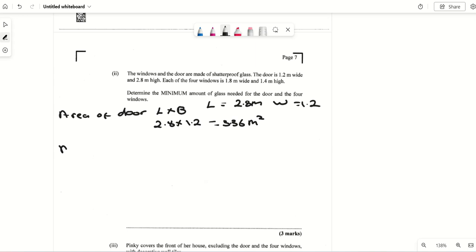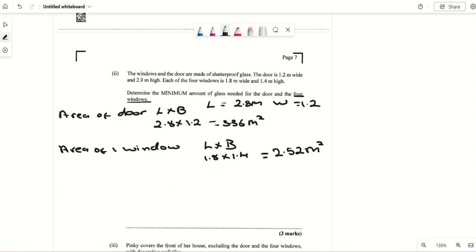Then we have area of one window. Now your window, if we look at the sides, one side is longer than the next, so it's a rectangle as well. So area of one window is length by breadth, which is 1.8 multiplied by 1.4. When you multiply this, you're going to get 2.52 meters squared. But how many windows are there in this question? There are 4 windows. They told you there are 4 windows.